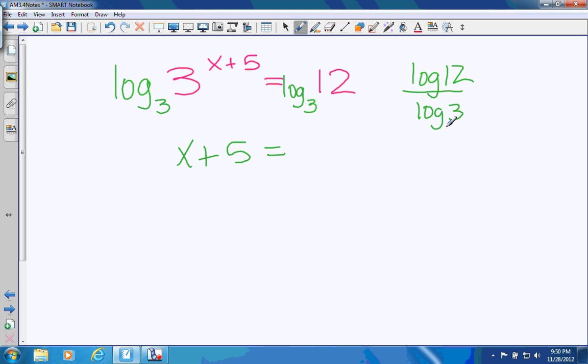which is approximately 2.261. Now at this point you should not round this number in your calculator. Here's where you need to make sure you understand how to use the ANS button on your calculator. And if you don't know how to use that at this point in time in your mathematical career, good luck to you in the future.